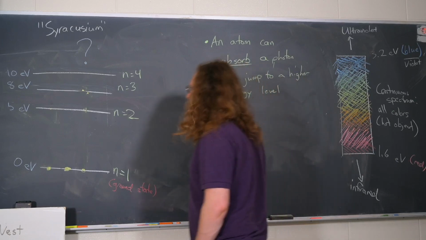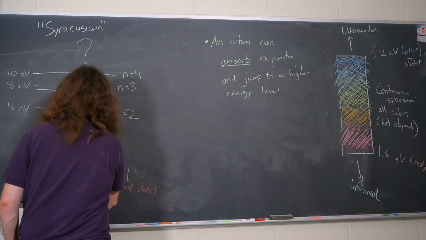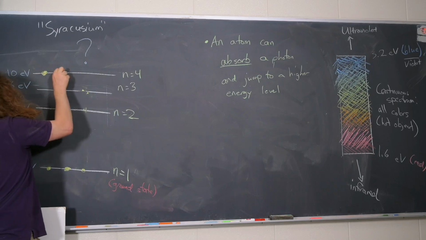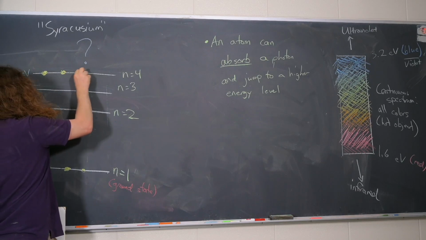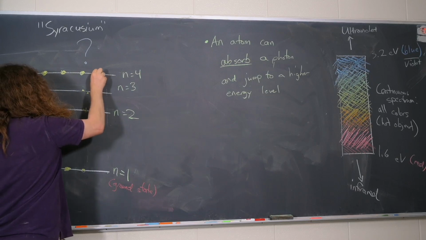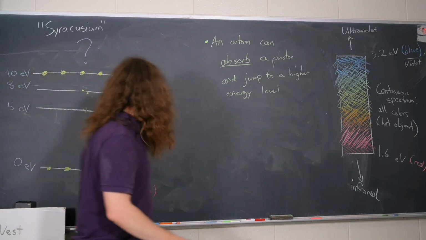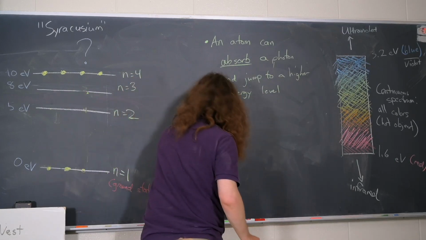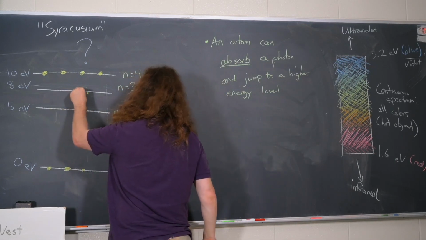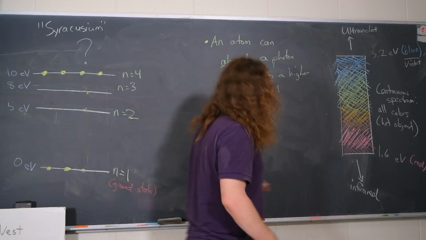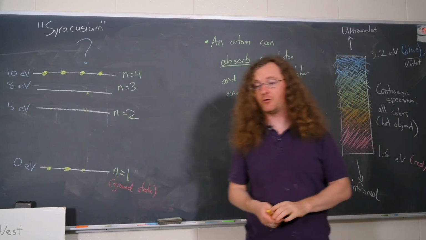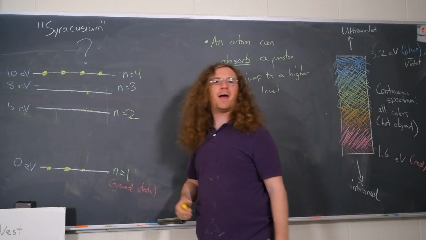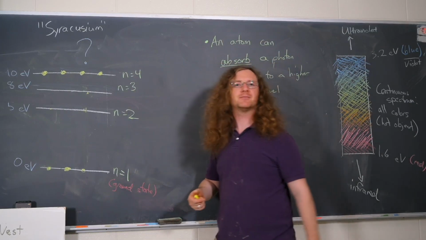But what happens if the electron is already at a higher energy level? What happens if I've got a bunch of electrons up here? It doesn't really matter how they got up there, but for our purposes, let's say they were excited up there by an electric current. So they want to go back down to the ground state. How do they get there?